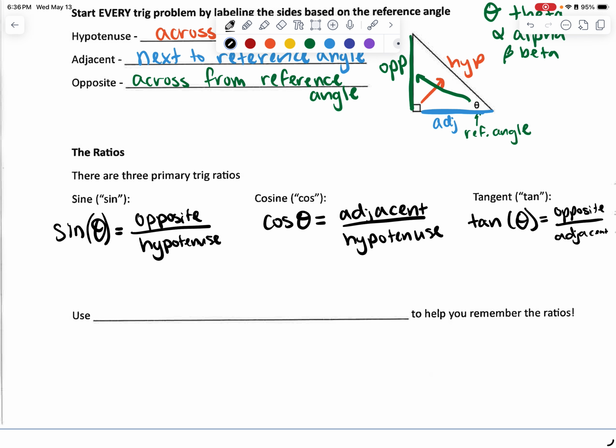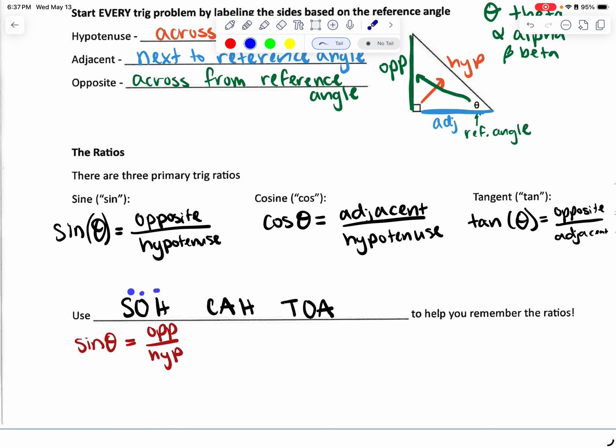Sine is opposite over hypotenuse, cosine is adjacent over hypotenuse, and tangent is opposite over adjacent. We use SOH-CAH-TOA. It sounds a little silly, but sounding it out is helpful. SOH tells you sine. Sine is opposite over hypotenuse. So SOH: sine, opposite, hypotenuse.